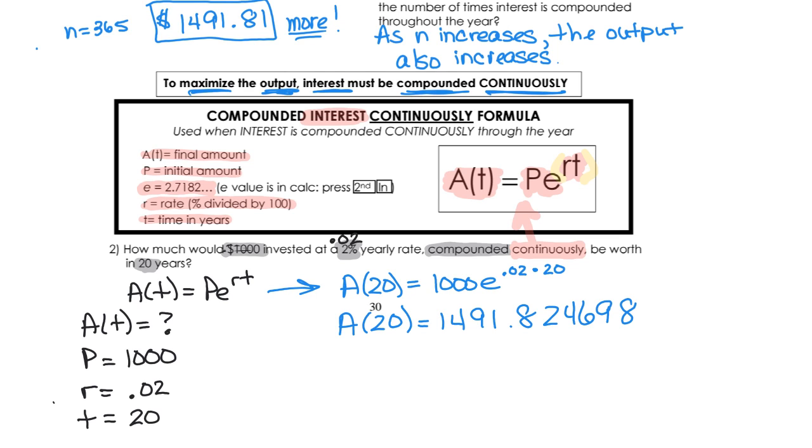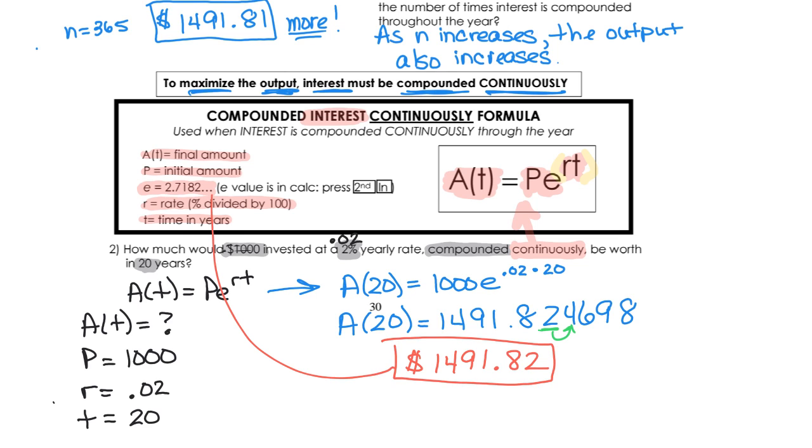1,491.824698, okay? There are no rounding directions, but this is money, and so we're going to round to the nearest cent, which is the hundredth place. Underline it, which is the 2. Look next door, it's a 4. It's not going to move it up. And so we're going to say that we are going to end up making or having $1,491.82.